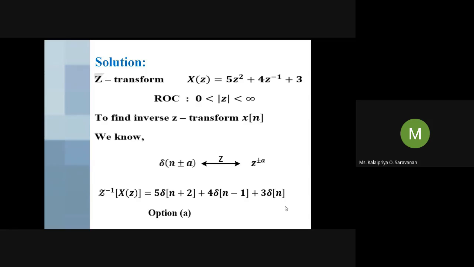So if you have been given any Z transforms like this, 5z square plus 4z inverse plus 3. If they have given it in terms of finite signals, then you can simply apply the formula del of n minus k, z power minus k, and then find out the answer in this way.